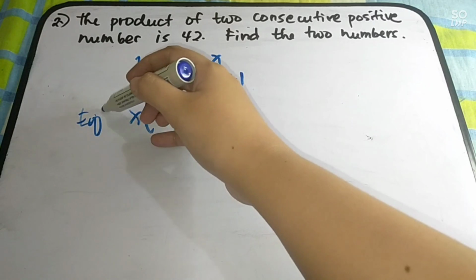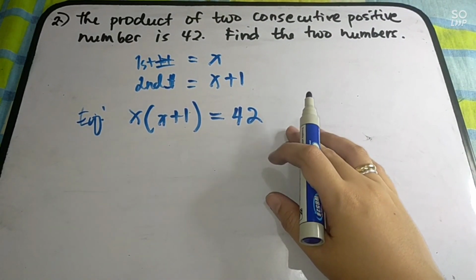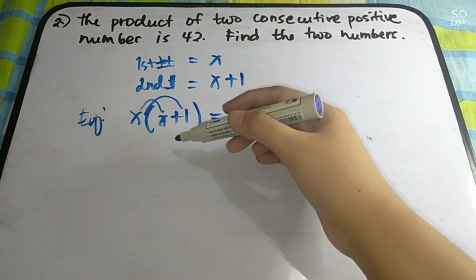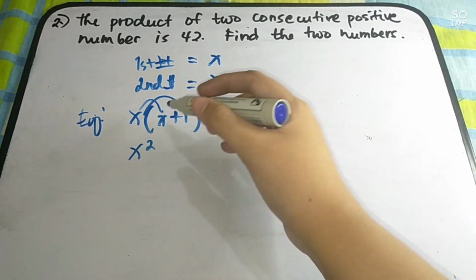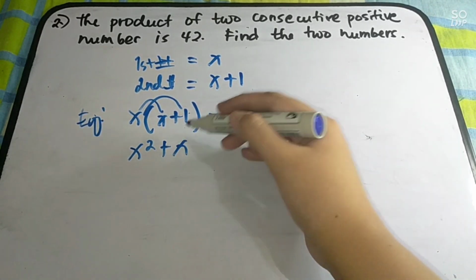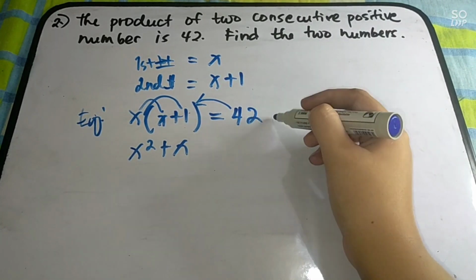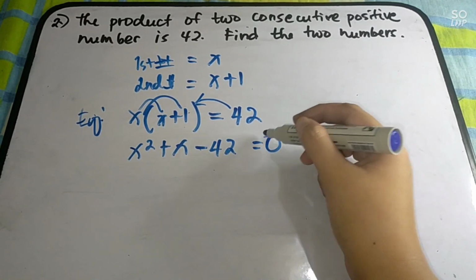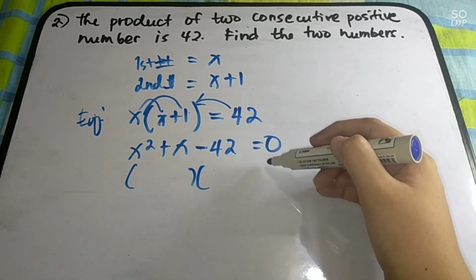Since we now have your equation, let us change it into the standard form of a quadratic equation by distributing x to the binomial. So x times x, the answer is x squared. X times 1, the answer is x. Then 42, move it to the other side. So since it is positive, it becomes negative 42 is equal to 0. That is it. Now let us use factoring.